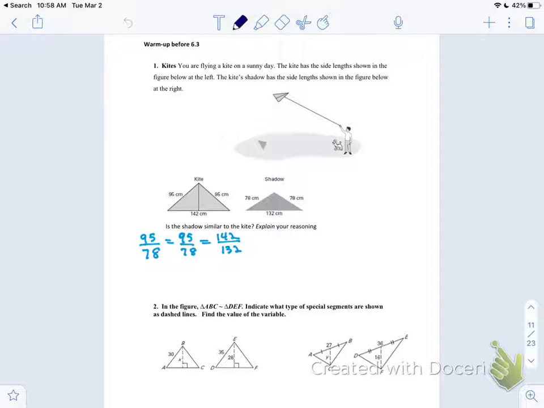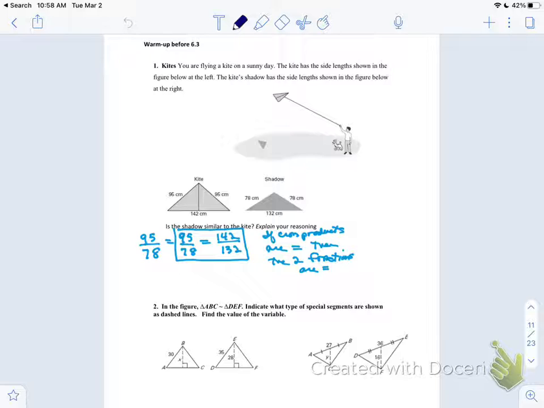So you've got to figure out, are these in proportion? We're going to look right here. Now let me tell you a little trick. If the cross products are equal, then the two fractions are equal. I would like to get this down a little bit smaller.